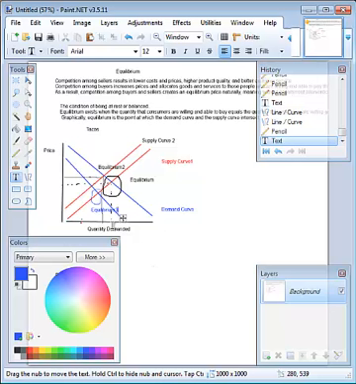Right? So as prices have gone down, the market has shifted, and there is a new equilibrium price. So that's equilibrium in a nutshell.